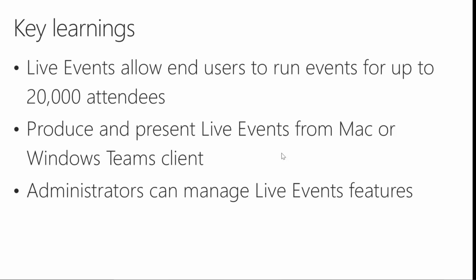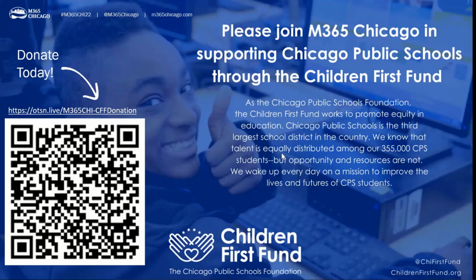So to summarize, as of today, and I'm pretty confident that it's probably till June 2022, live events would allow end users to run events up to 20,000 attendees. You could have 50 live events in parallel. These limits may change depending on how things unfold in future. And again, this slide needs a slight change. Producer needs the Microsoft Teams client. Presenter can now attend using Microsoft Teams client or an iPad. And then administrators can manage the live events through the events feature.